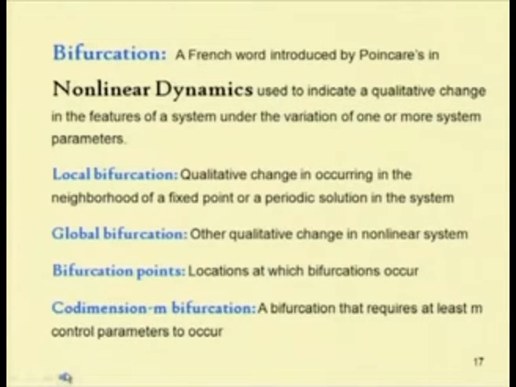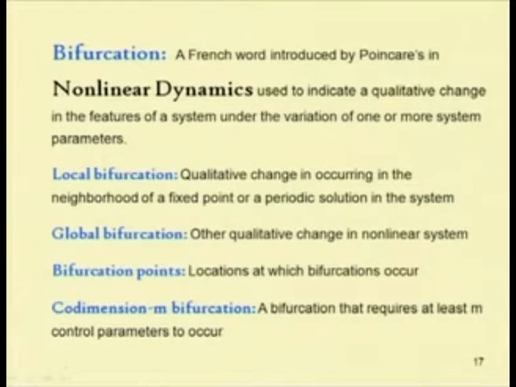So, in this case the system is marginally stable, and we have also briefly reviewed the bifurcation of the system. This is a French word introduced by Poincare. So, we can have local bifurcation, global bifurcation, and bifurcation points also, and a co-dimension M bifurcation. A bifurcation that requires at least M control parameters to occur is known as co-dimension M bifurcation, and the location at which the bifurcation occurs is the bifurcation point.